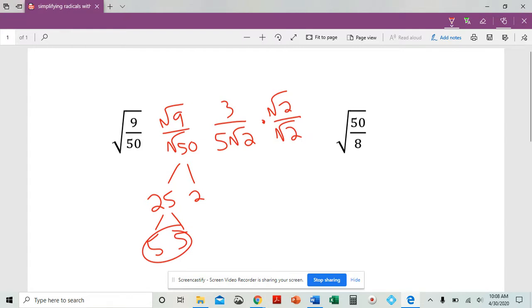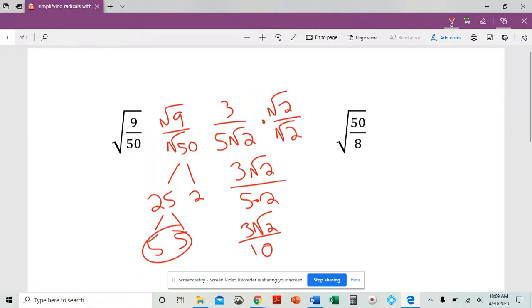Now, would you agree that the square root of 2 over the square root of 2 equals 1? Yes, that is 1. And anything we multiply by 1 is just going to equal what we started with. So we're just manipulating the rule there and changing what 1 looks like in order to get rid of this radical sign. So that's going to leave us with 3 square root 2 all over 5 times square root 2 times square root 2 is 2. So that's going to give us 3 square root 2 over 10. That's going to be your simplified version of the square root of 9 over 50.